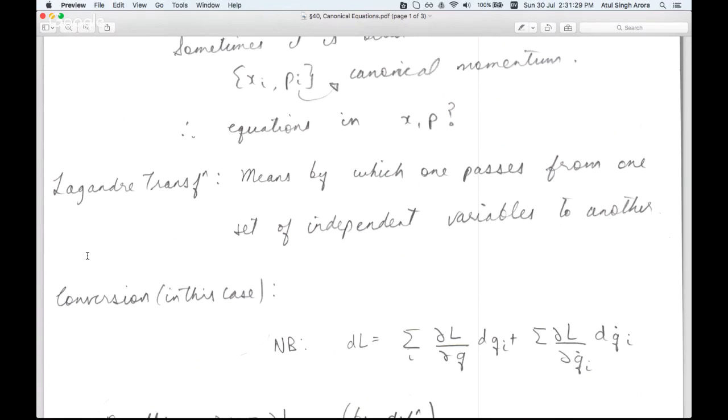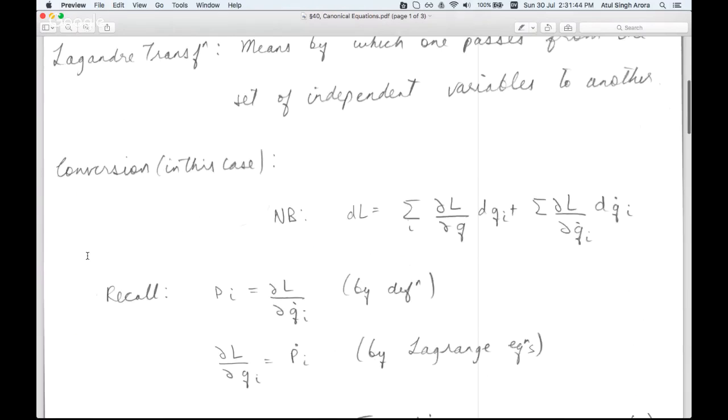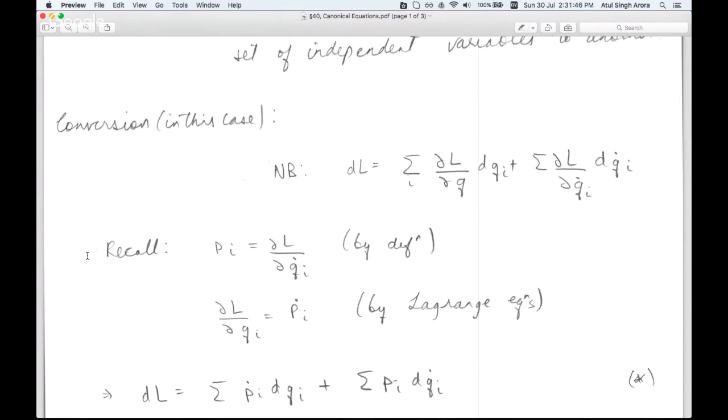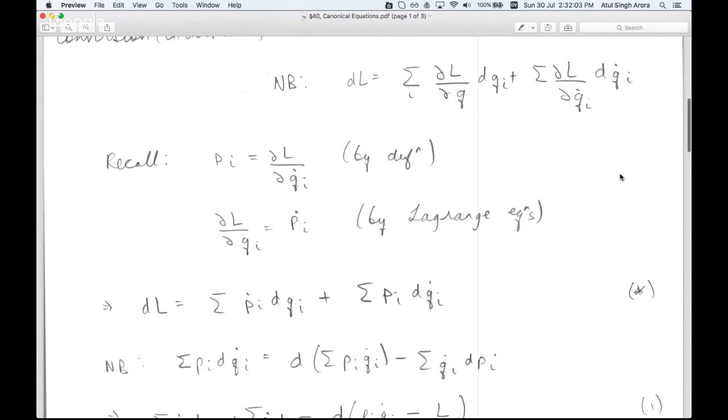In order to do this, mathematically there is a procedure called the Legendre transformation, which is a means of going from one set of independent variables to another set of independent variables. Let's see how it works in this case. You can write the differential of the Lagrangian, dL, as ∂L/∂q dq plus ∂L/∂q̇ dq̇, where dq and dq̇ represent the infinitesimal changes in the independent variables qi and q̇i.